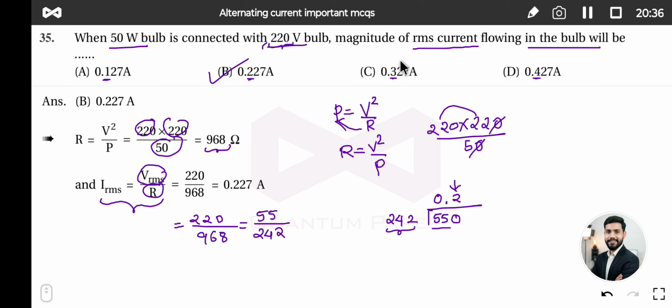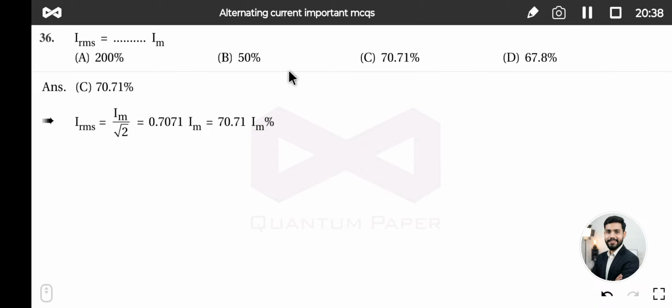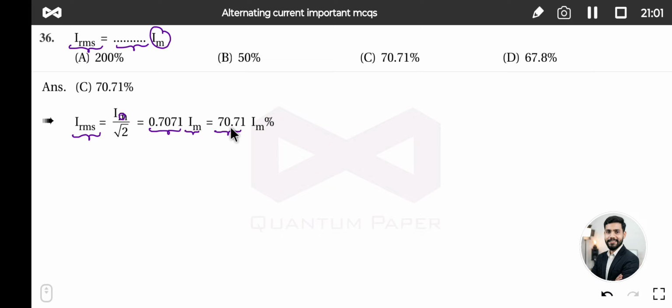Look at the next one. This is a theory based question. The RMS value is the same as how much percent of the IM value, the maximum peak value of current. The formula we have, IRMS is equal to the peak value of the current upon root 2. If we solve this, 1 by root 2 is nothing but 0.7071 times IM, which we can write in terms of percentage as approximately 70.71% of the peak value.